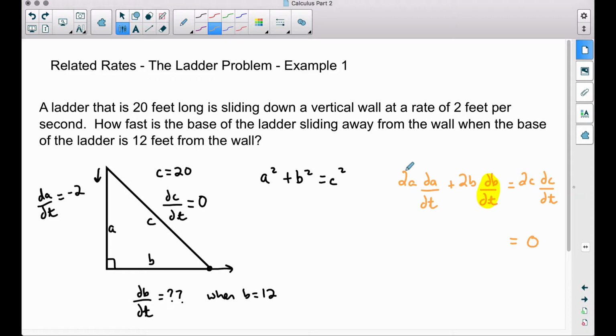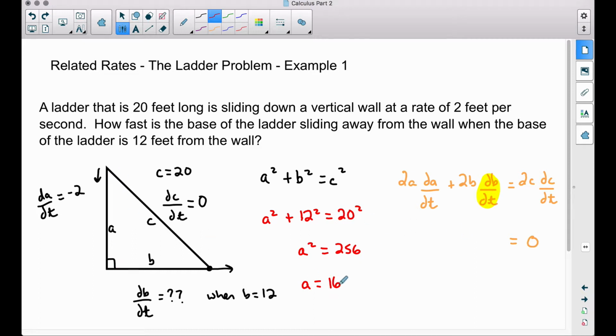We can solve for a using our original Pythagorean theorem equation. A squared plus b squared, that's 12 squared, is equal to c squared, and c is 20 squared. Let's move the 12 squared over here. Therefore, a squared is equal to 400 minus 144, and that gives us 256. Taking the square root of both sides and using the positive answer, we get a equals 16. What this means is, when the base of the ladder is 12 feet from the wall, the top of the ladder is 16 feet from the ground.